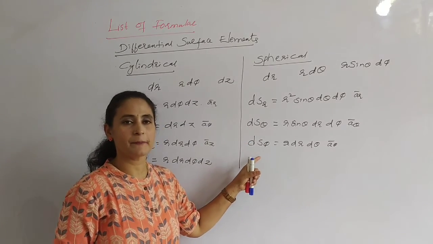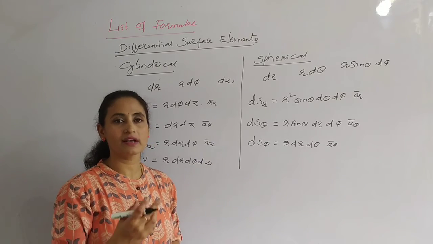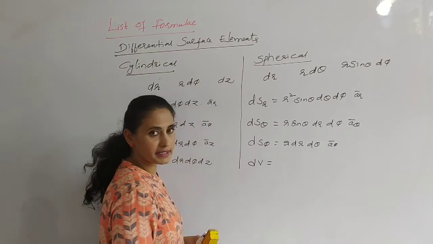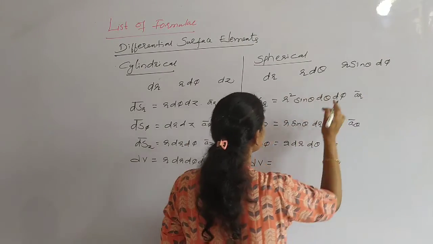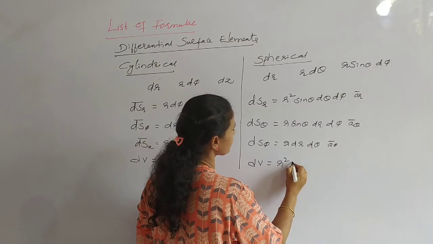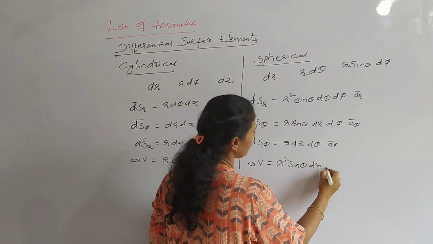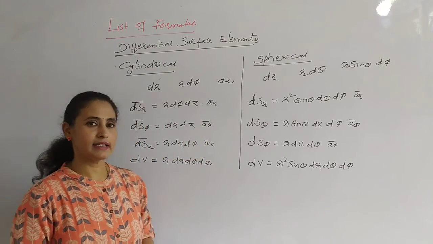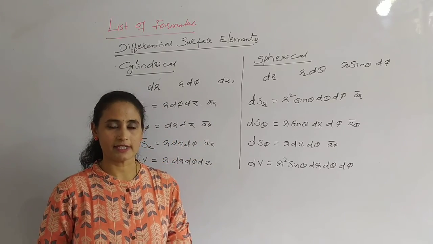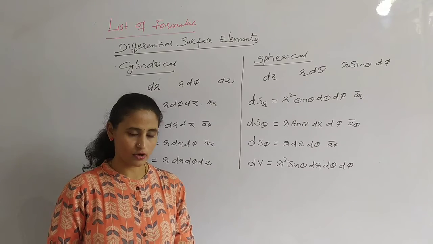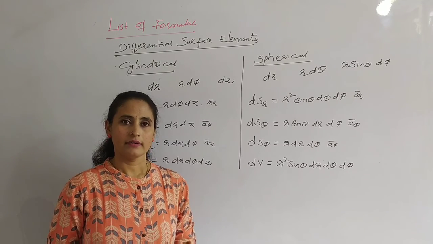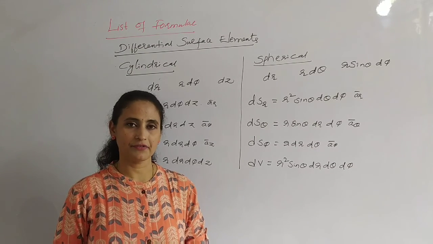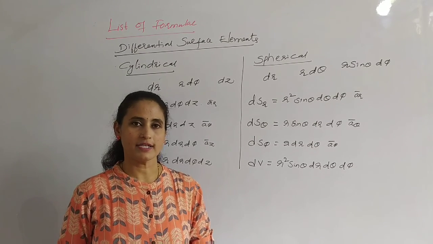I just wrote the formulas here. If you want a clear explanation, go through lecture number 3. The differential volume dV, a product of all three terms, is r square sin theta dr d theta d phi. These are all the formulas required to solve the numericals. In the next class, we will solve numericals on electric field, electric flux density, Gauss law applications and the divergence theorem.